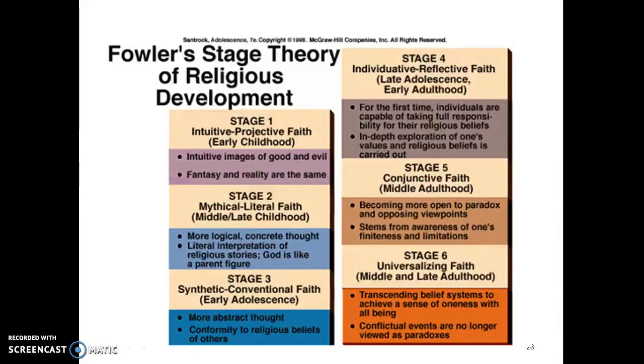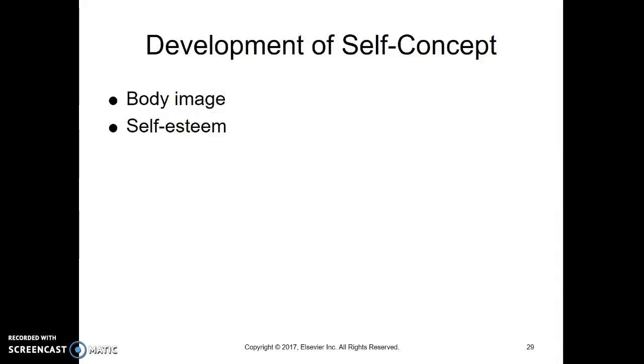And then the individuative reflexive faith. This is where they have pulled apart what their family told them they should believe, and they're rebuilding it into what they are going to follow. So they're really looking deeply and developing their own belief system that's going to guide them. And then we won't do 5 and 6 because that's adults.